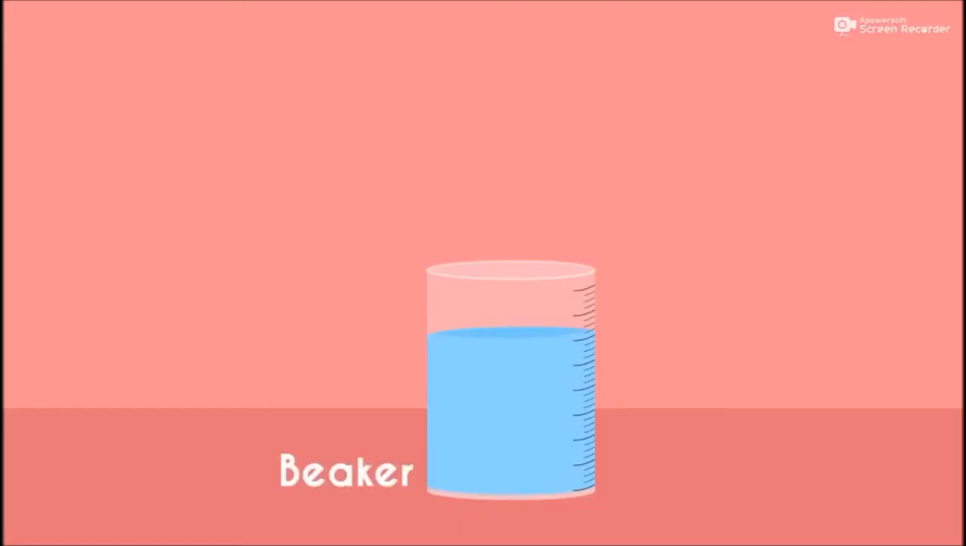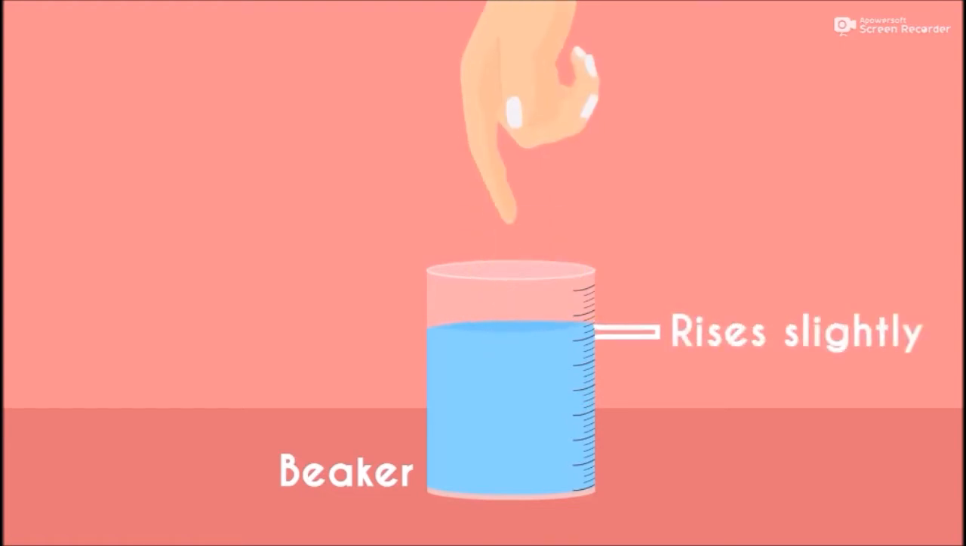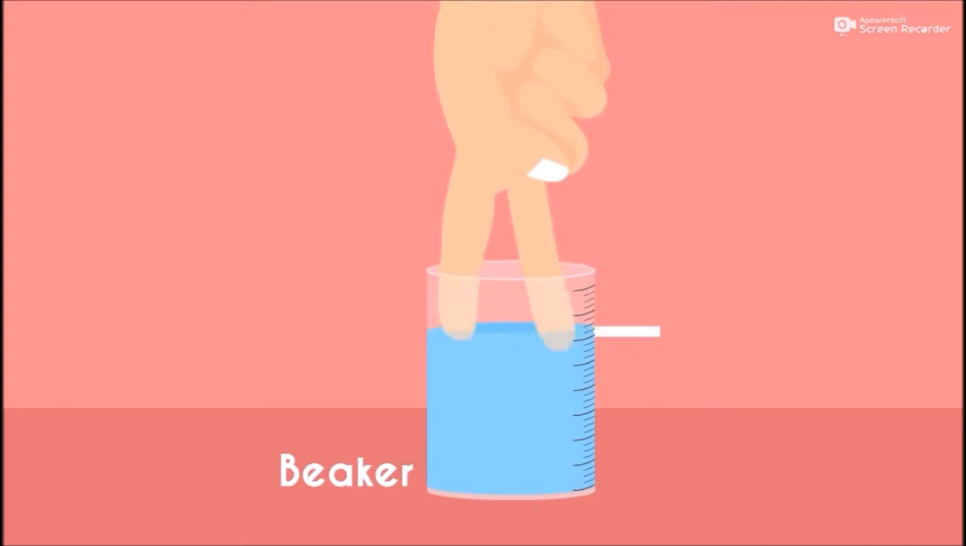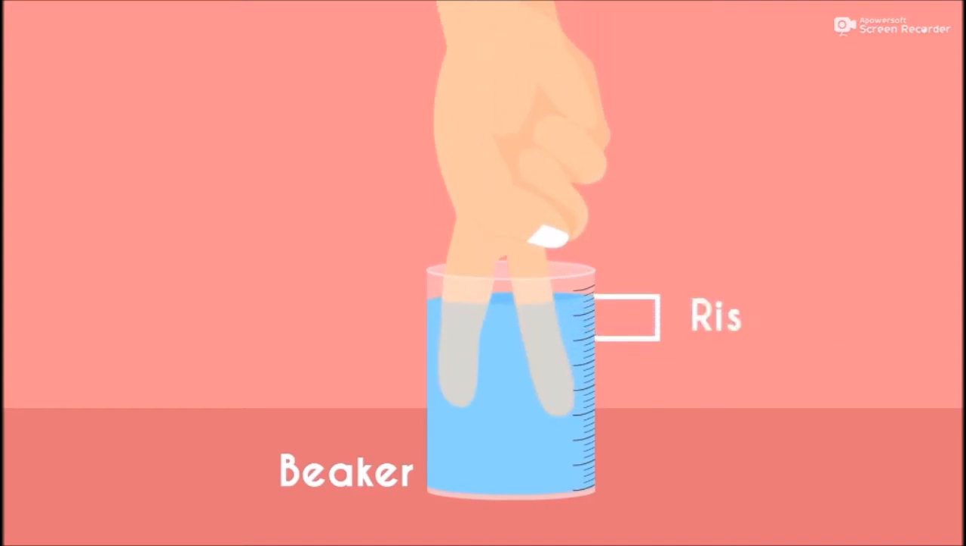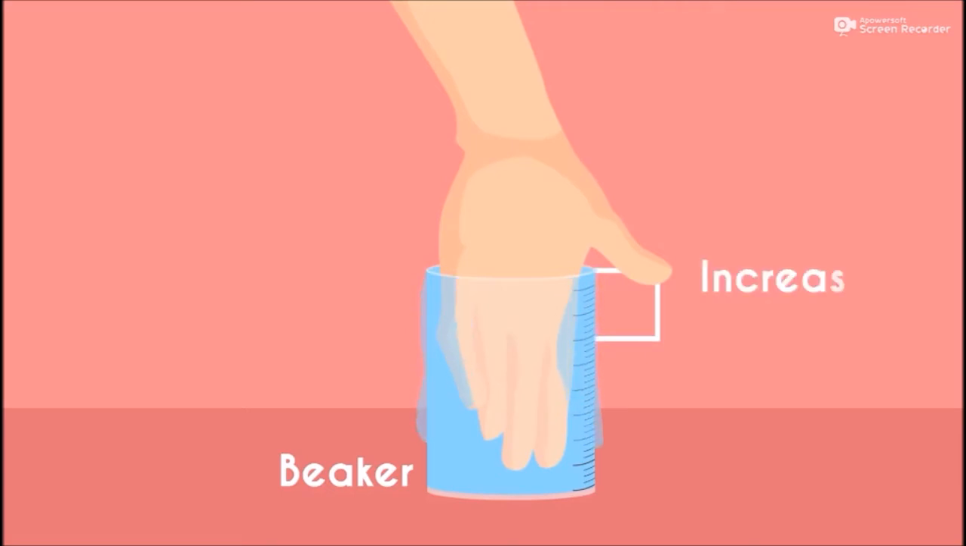You have a beaker filled with water and you put your index finger inside it. You will observe that the water level will rise slightly. You put in two fingers, the water level rises a bit more. And now, when you put in your hand up to the wrist level, you will see that the water level increases significantly.